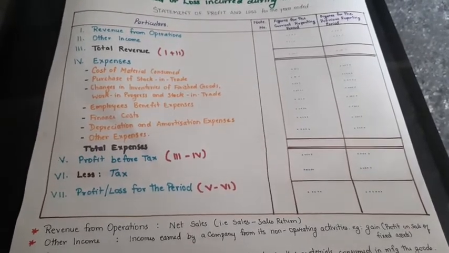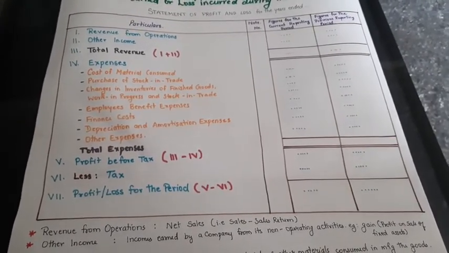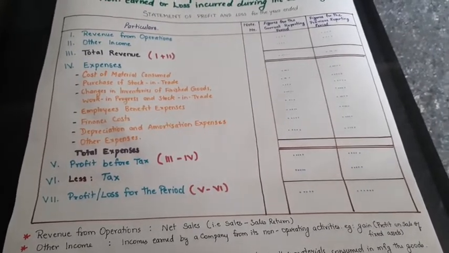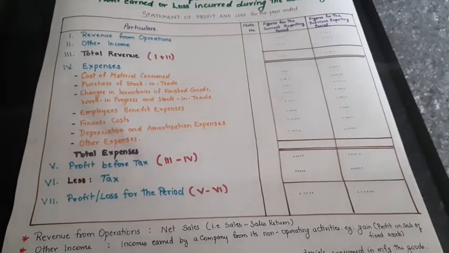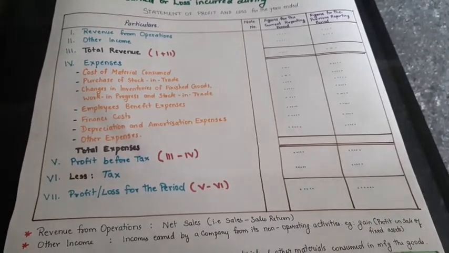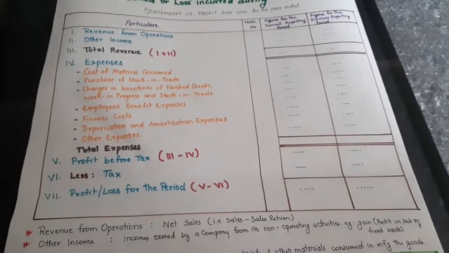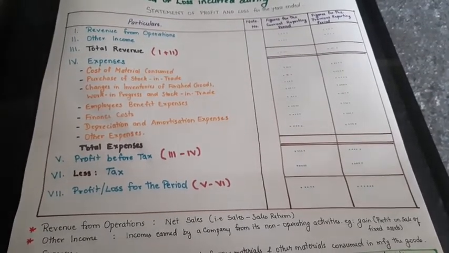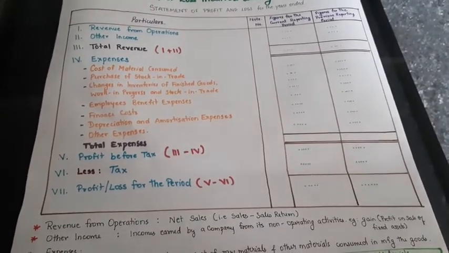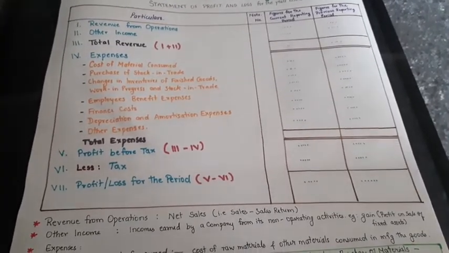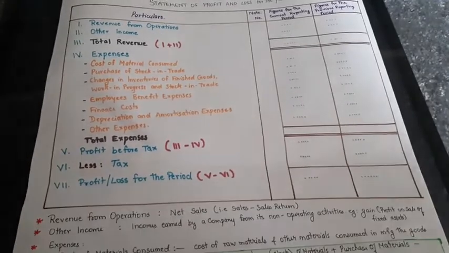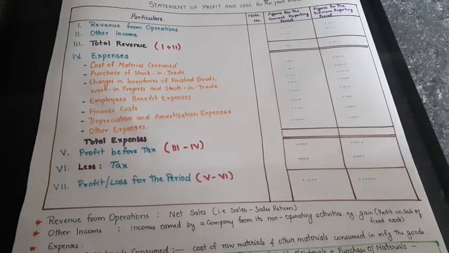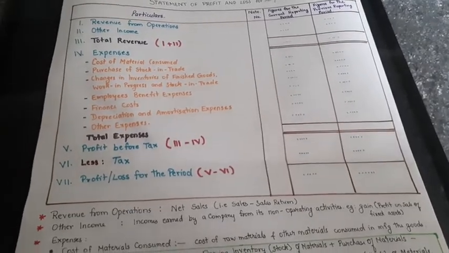The sixth item in the order is less tax. The seventh one is your final answer, that is profit or loss for the period. To arrive at this amount, you have to subtract the sixth item, that is tax, from the fifth item, that is profit before tax. So you will get an answer which may sometimes be profit or loss. If your answer is positive, it is profit. If it is negative, it is a loss.